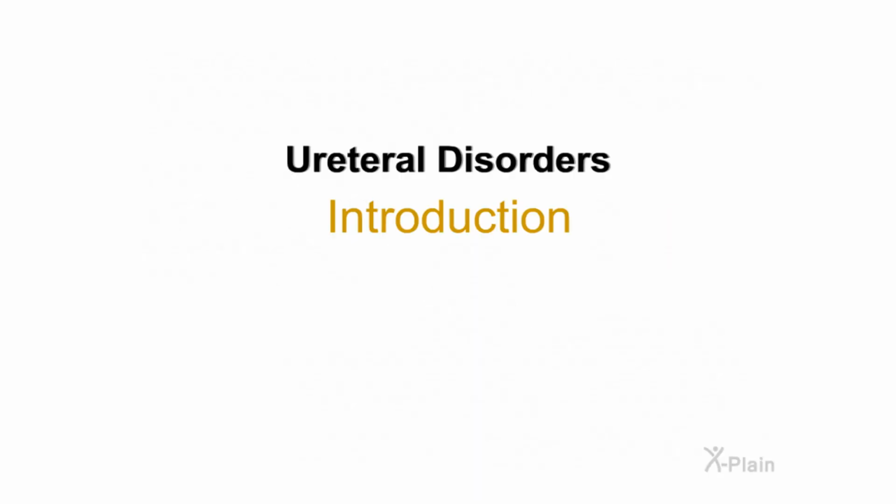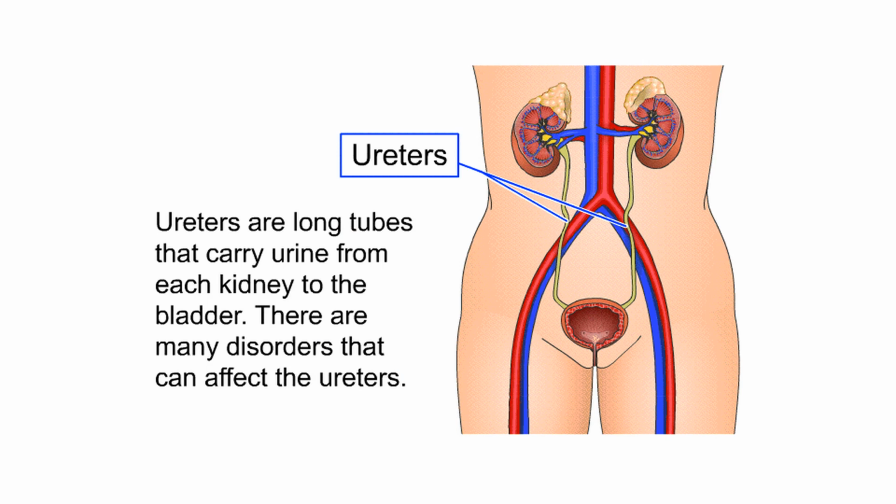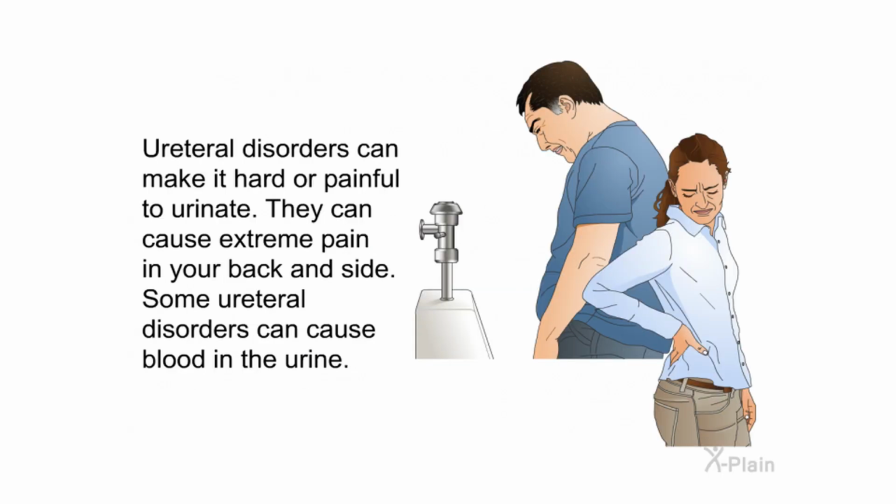Ureteral Disorders. Introduction. Ureters are long tubes that carry urine from each kidney to the bladder. There are many disorders that can affect the ureters. Ureteral disorders can make it hard or painful to urinate. They can cause extreme pain in your back and side. Some ureteral disorders can cause blood in the urine.